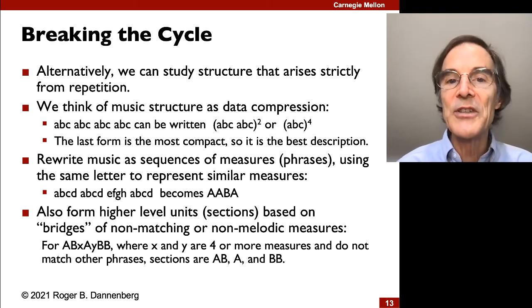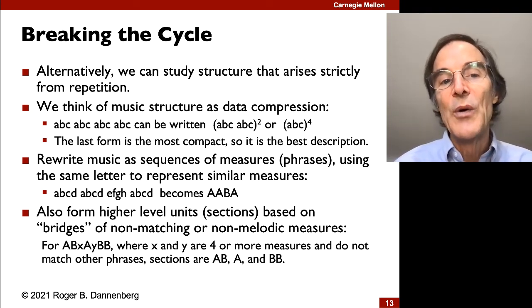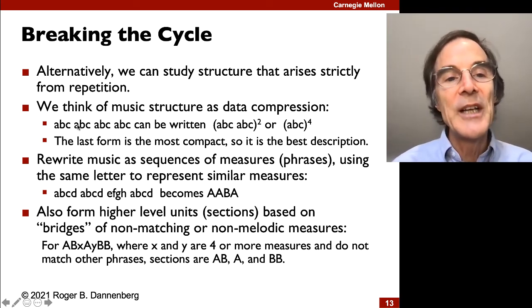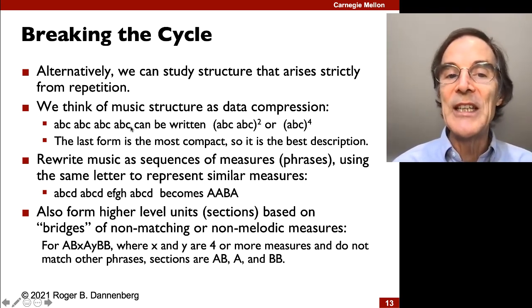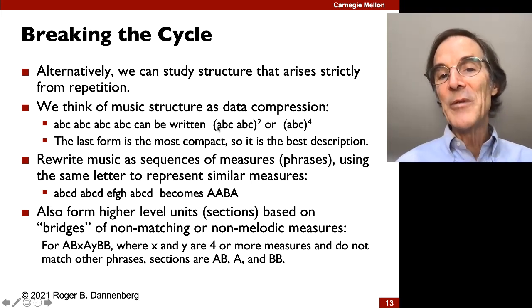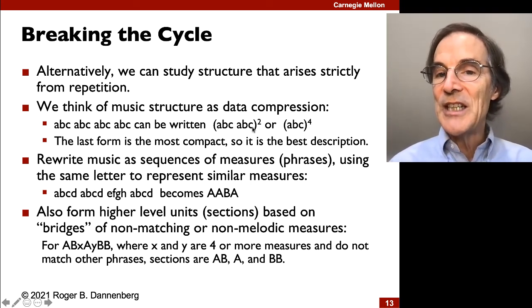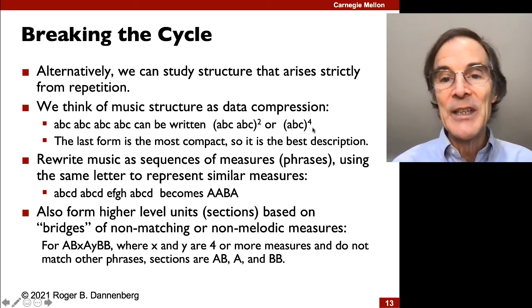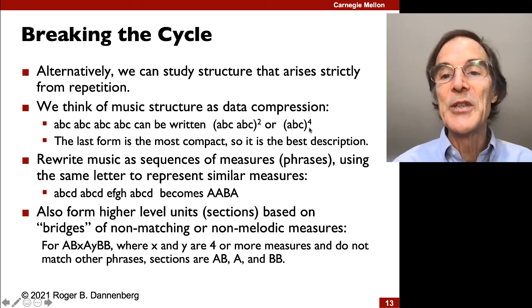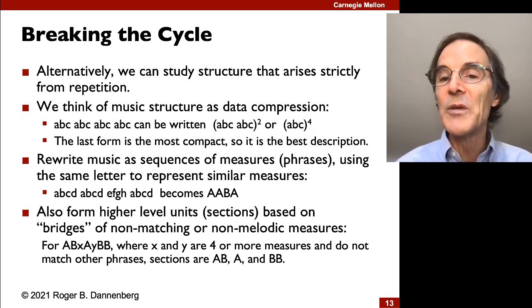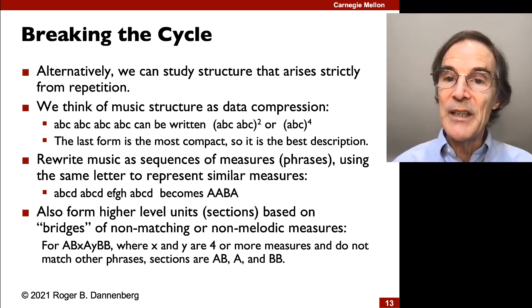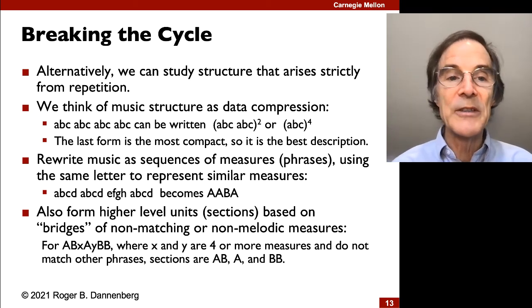We think of music structure as data compression, where we can take a string ABC, ABC, ABC, ABC, and that can be rewritten as ABC, ABC twice, or even ABC 4 times. These are all equivalent descriptions, but the last one is the most compact. So we say that's the minimal or the best description. And that actually captures structure.